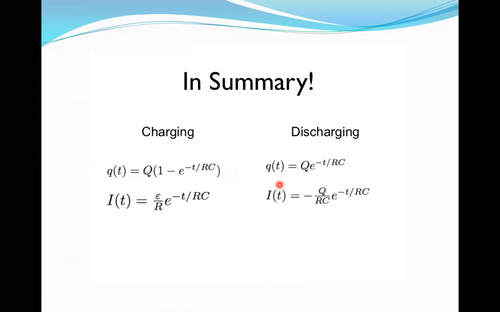So if you see the summary of charging as well as discharging: when the condenser was charging, when the switch was closed, the charge on the condenser in the circuit was equal to the maximum charge Q naught or Q into 1 minus exponential of minus t by CR. Whereas when we allowed the condenser to discharge after removing the EMF in the circuit, the charge on the condenser, small q, was equal to capital Q or maximum charge into exponential of minus t by RC.